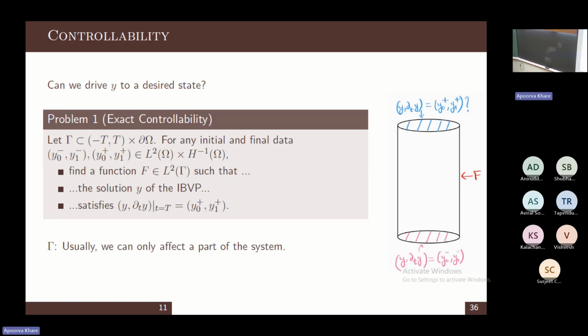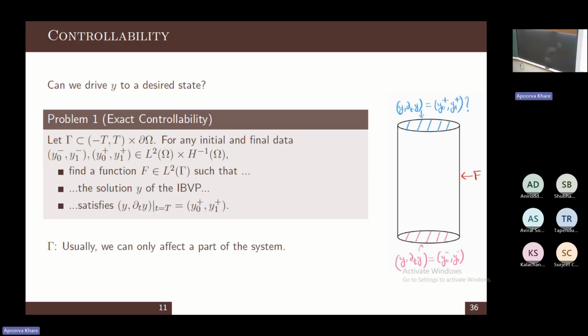So this is the definition. Let's say that gamma is some part of the boundary. I'll talk about why we have a subset of the boundary again. For any initial and final data, can you find a function f such that the solution of the initial boundary value problem satisfies this condition, that at capital T you are reaching y0 plus and y1 plus?